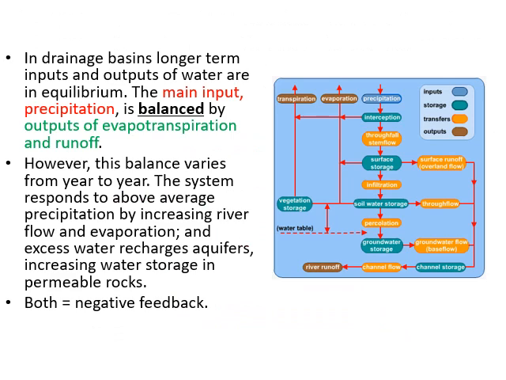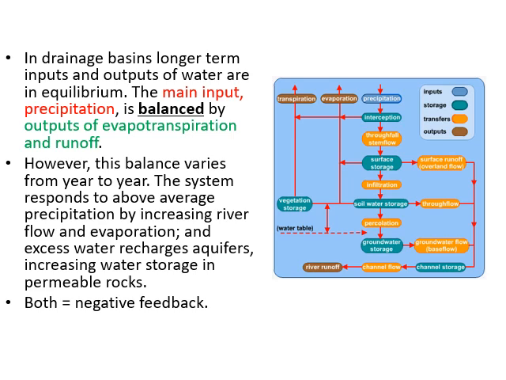When we look at a drainage basin, we can have a look on a longer term scale. When we've talked about this before, we've talked about that balance between precipitation being the input and evapotranspiration and runoff being the output. And in order for equilibrium to exist, we need a balance between precipitation and evapotranspiration and runoff. But this equilibrium varies from year to year.